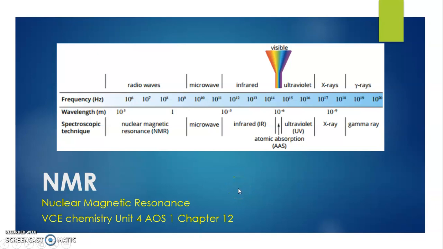BC Chemistry, Unit 4, NMR. We're talking about nuclear magnetic resonance. This kind of spectroscopy technique uses the radio waves on the electromagnetic spectrum. You can see that it's even lower in energy compared to the IR that we talked about before.